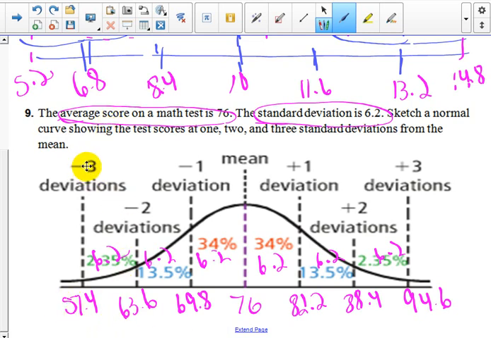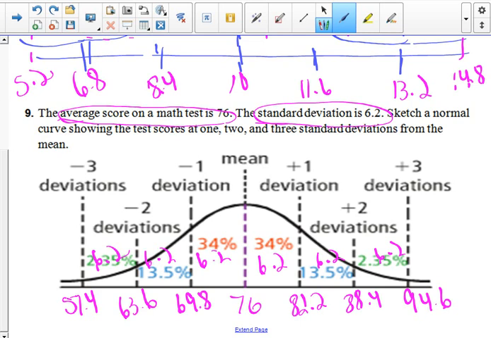So the negative third deviation would be 57.4. Negative 2 deviation is 63.6. And the negative 1 is 69.8, bringing us to our mean of 76. And then our first positive deviation is 82.2. Second positive, 88.4. And the third positive is 94.6. Does anybody have any questions on those?